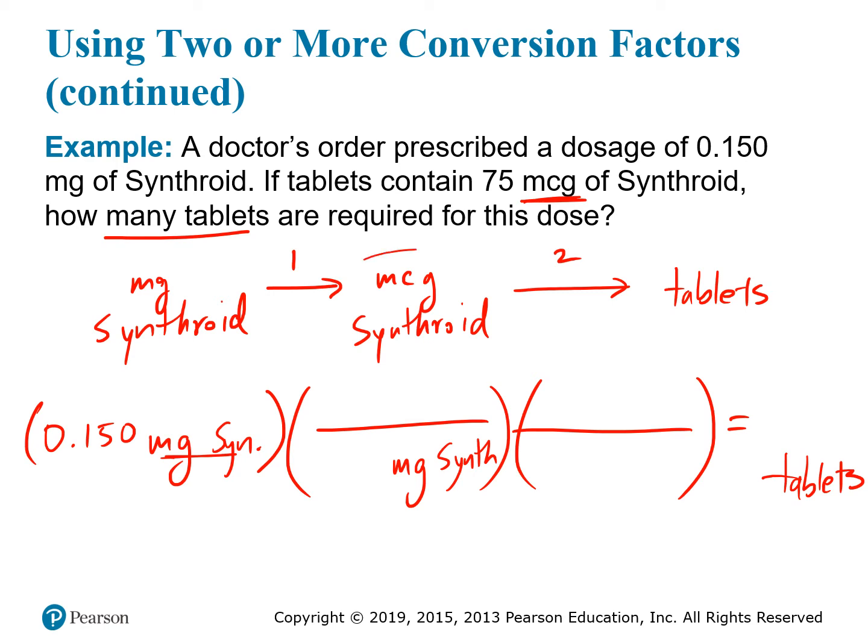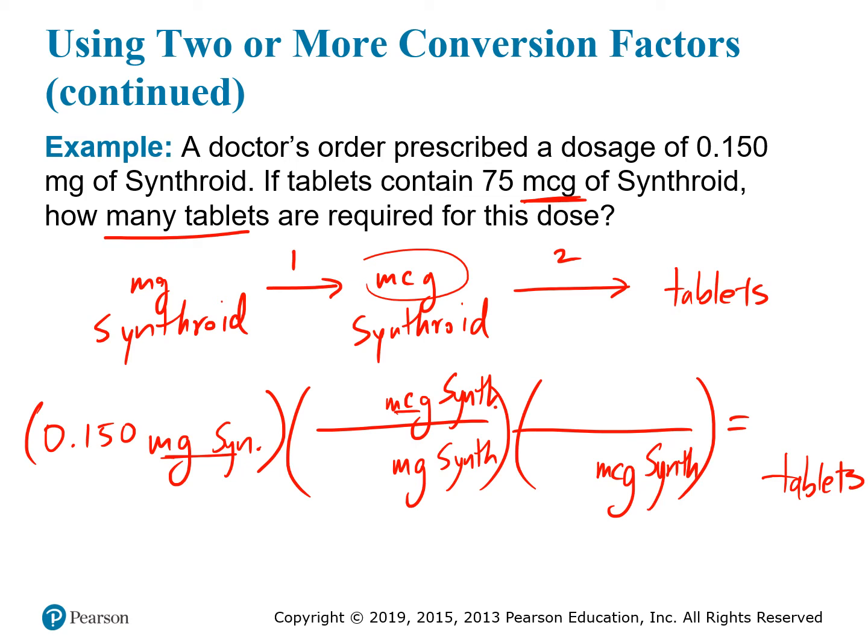Remember that we're going through micrograms of Synthroid as the intermediate, so that should be what we first transform milligrams into. So here will be micrograms of Synthroid. The next conversion factor then should cancel this new unit that we put on top. The top of the first conversion factor is micrograms of Synthroid, so that's what we're going to need to cancel in the second conversion factor.